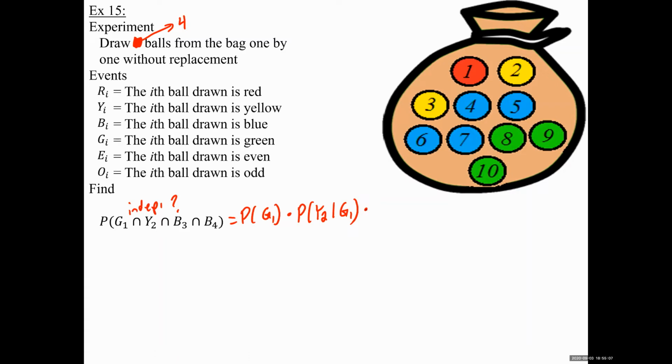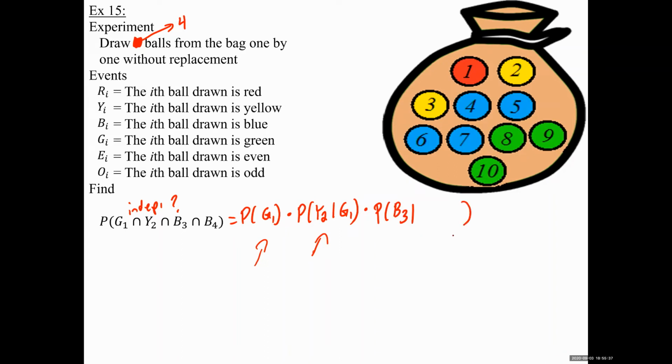If they're not independent, then each probability is going to have a condition afterwards, except for this first one here. So it's probability of the first times the probability of the second given something, and that's going to be times the probability of the third given something, and that's going to be times the probability of the fourth given something. So this next one is going to be probability of the third given something.